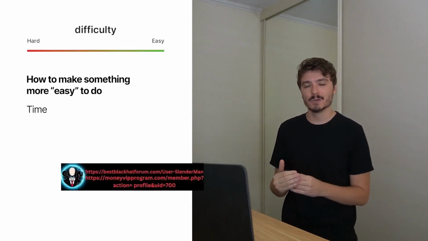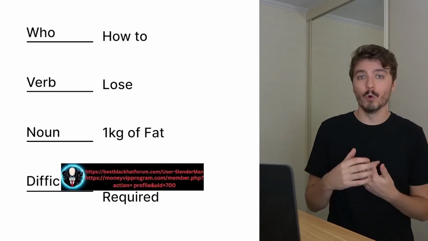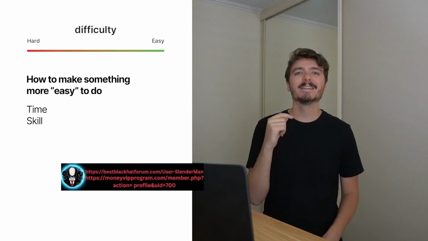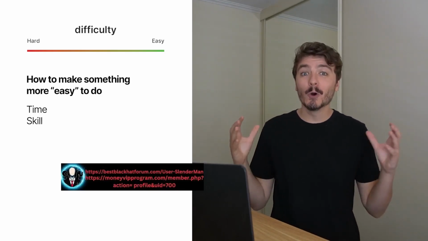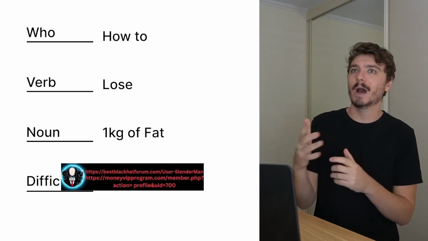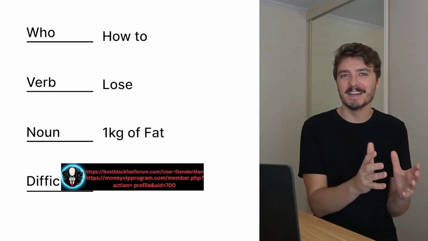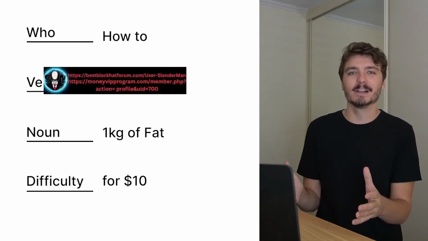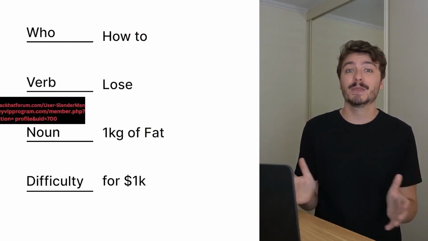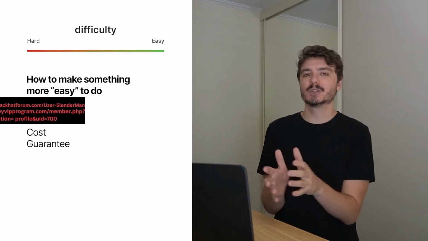The next thing that we could do to make something sound easy to do would be skill. So it would be for beginners or no experience required, something like that, where we're tapping into the skill level. The less skill required to do it, the easier it sounds, which makes sense. The next thing is cost, so money. So how to lose 1 kilogram of fat: instead of a $1,000 per month membership, it's a $10 per month membership. How to lose 1 kilogram of fat for $10 is a lot more appealing than for $1,000. The next thing here is guarantee. How can you make this sound so easy that it's pretty much guaranteed?